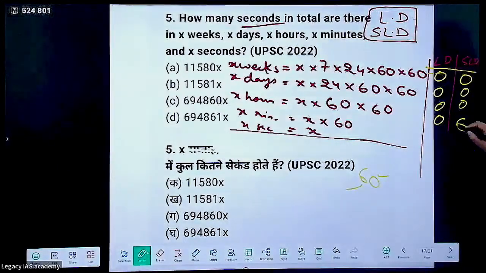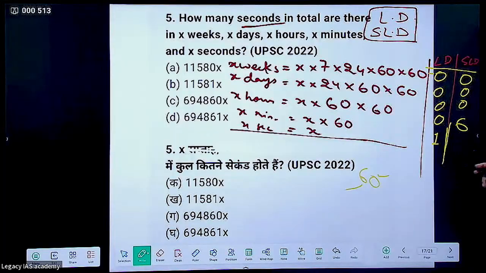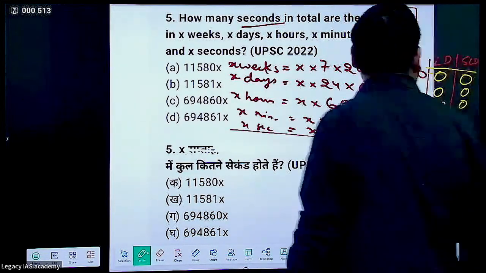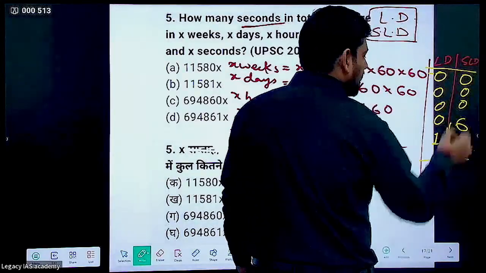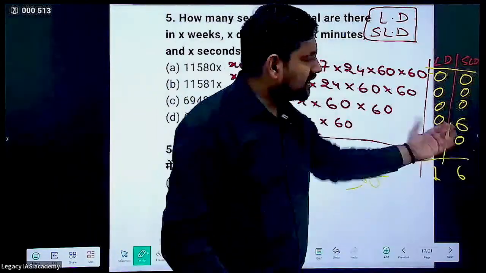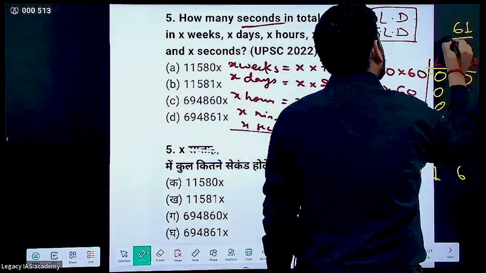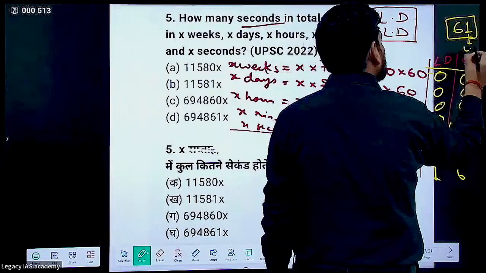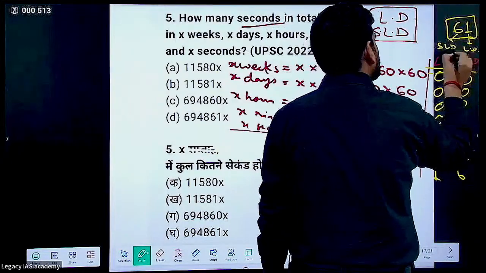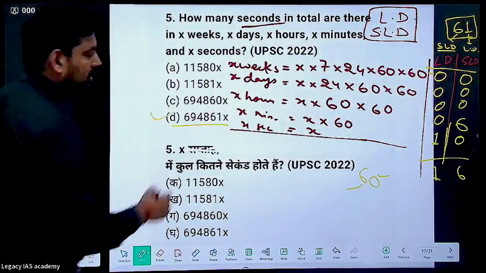The last digit for this one will be 1. Second last digit is not there, you can take 0, it does not matter. So eventually, the last digit comes out to be 1, and the second last digit comes out to be 6. Understood? So basically, the last two digits will be like this: this is the last digit, and this is the second last digit. That means at last you should have 61. D becomes the answer here.